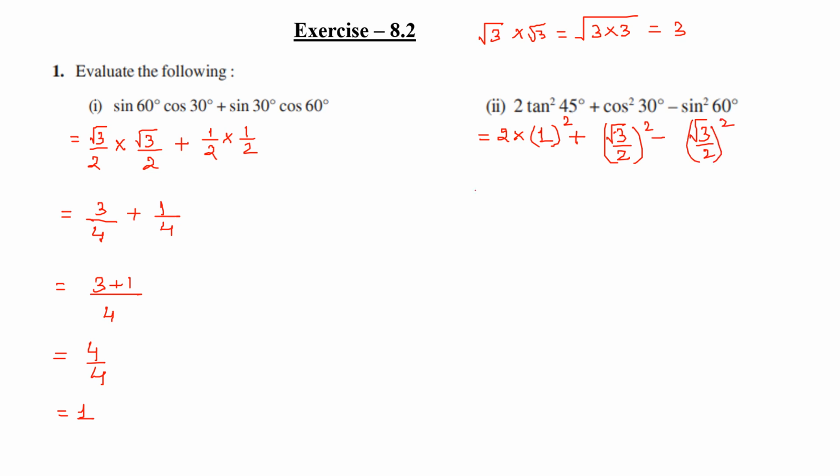Now you have to solve it. So 2 into 1 square. 1 square is 1 itself. So 2 into 1 we can write plus root 3 by 2 whole square means root 3 into root 3 will give me 3 and 2 into 2 will give me 4. And here also root 3 into root 3, 3, 2 into 2, 4. So from here I can cancel out 3 by 4 minus 3 by 4, it will become 0, right? So your answer is 2 into 1, which is only 2.